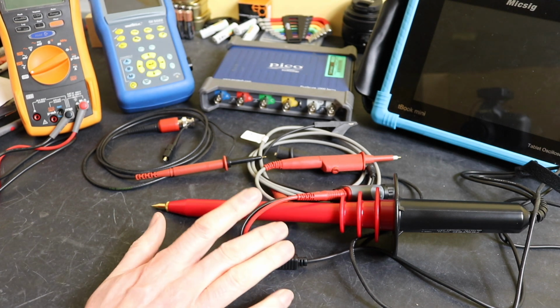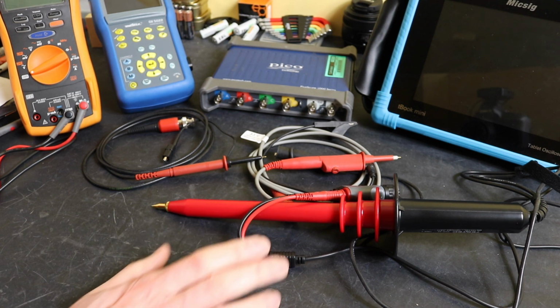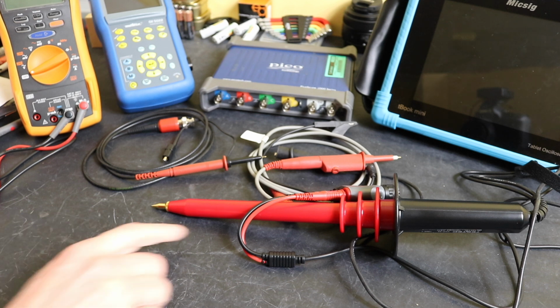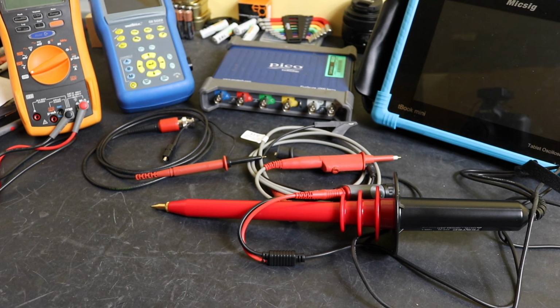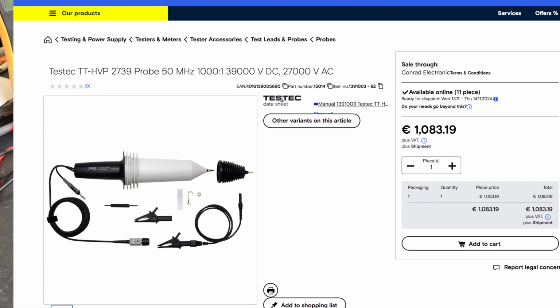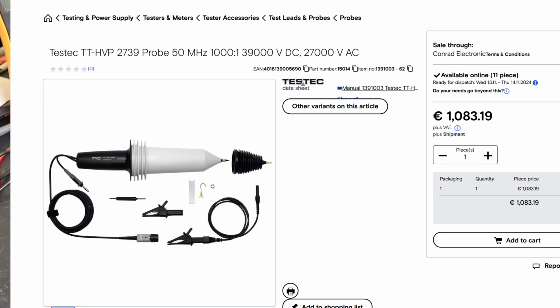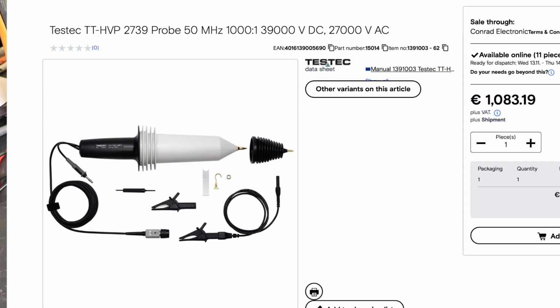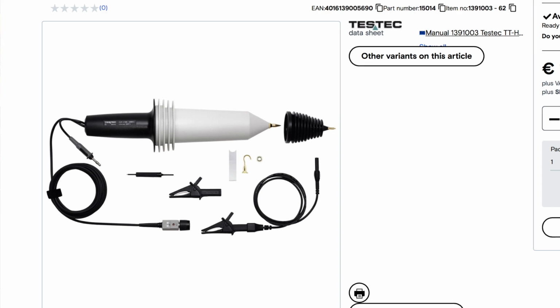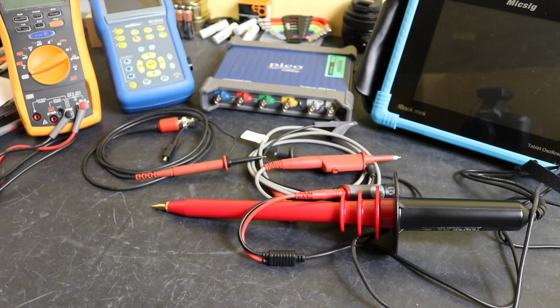This particular probe here, recommended retail price on this is £165, so the oscilloscope rated ones seem to be much, much higher in price. And indeed, they do make a probe that has equivalent capability of this, the TT-HVP2739. That will read up to 27kV AC, 38kV DC at 50 megahertz bandwidth. However, that retails for £1,208. You see the price for that on RS components, so very, very expensive if you need to go to that kind of voltage level.